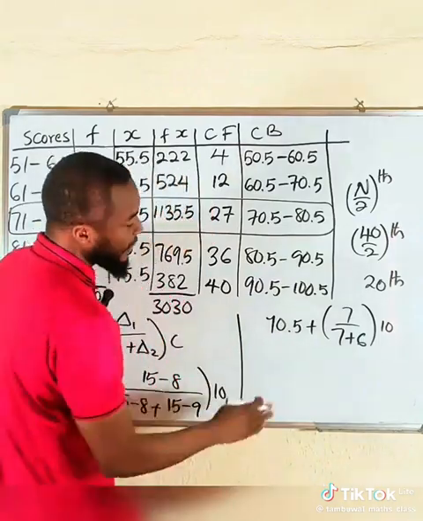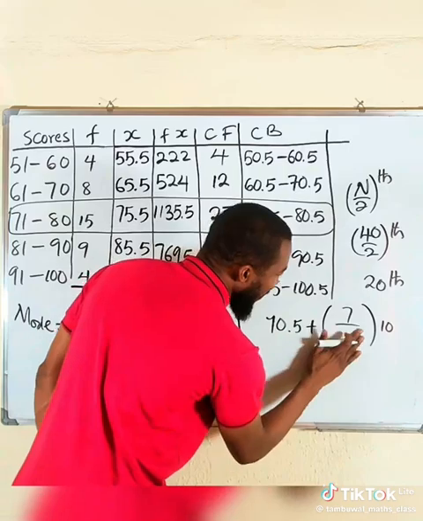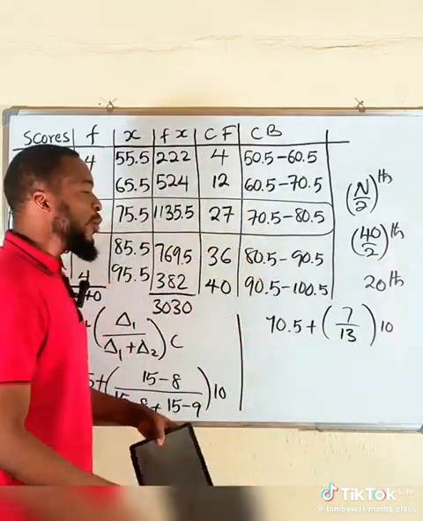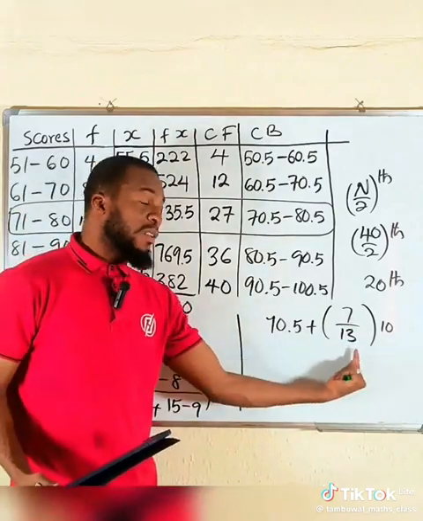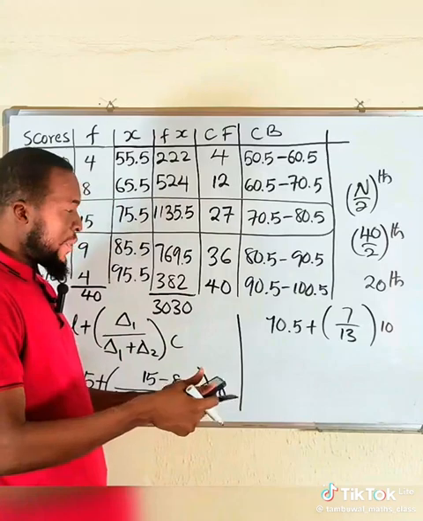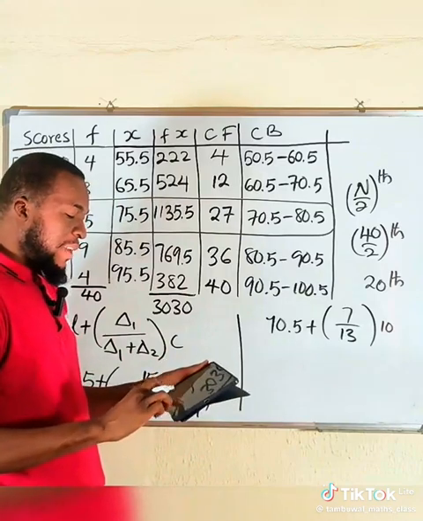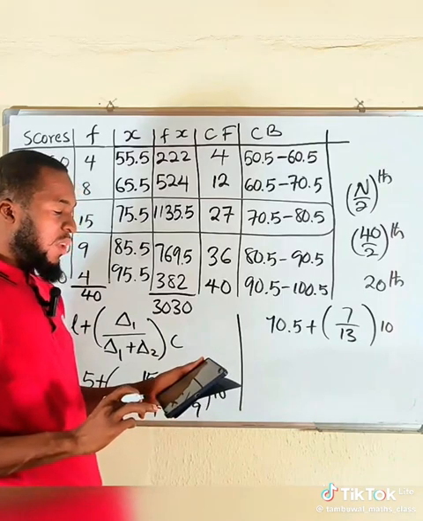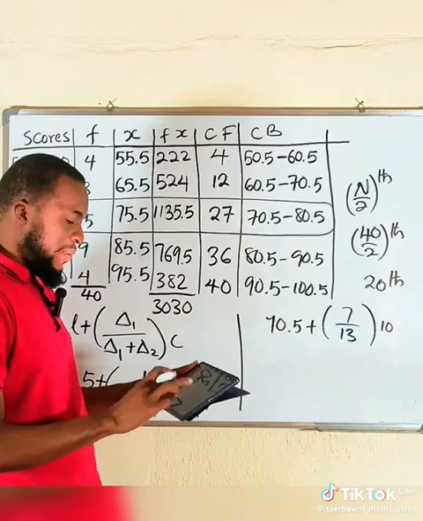This is going to give us 13, right? So let me do that here. This is 13. 7 plus 6 is 13. So if you multiply by 10, you're going to get 70 over 13. So let me press 70 divided by 13 directly. And this is going to give us 5.384 something. Then you add it to 70.5.